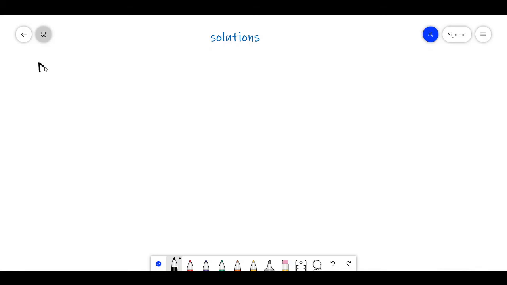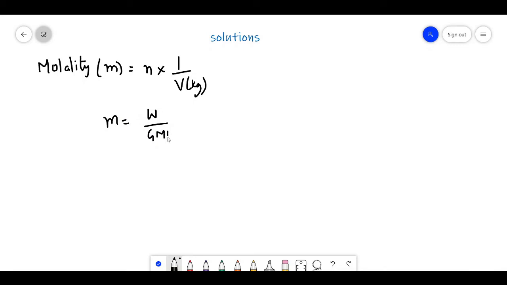Next topic is molality. And this molality is denoted by small letter m. It is nothing but number of moles of solute present in 1 kg of solvent. So it is n into 1 by v in kgs. And you can also write this as m is equal to weight by gram molecular weight into 1 by v in kgs.